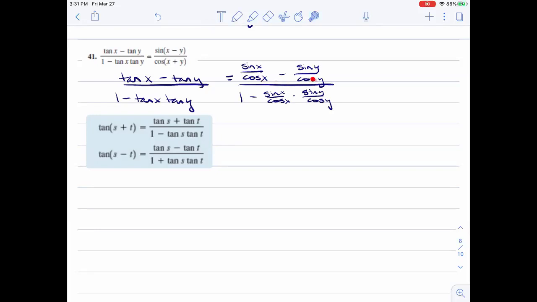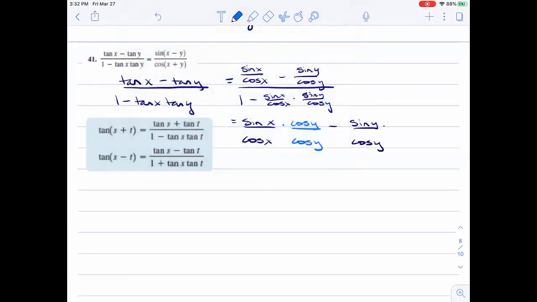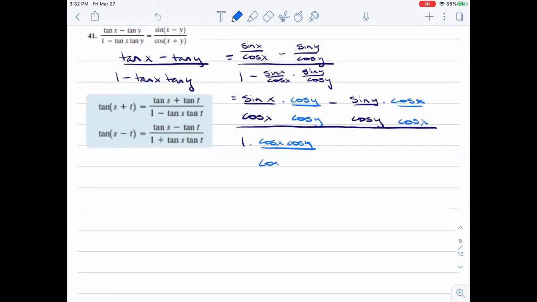Okay. Up here I don't have a common denominator, so let's fix that. I've got sine x over cos x times cos y over cos y minus sine y over cos y times cos x over cos x. And all over, I'm going to get the common denominator over here as well. So I've got 1 times cos x cos y, because that's the denominator of the other term, so over cos x cos y, minus sine x sine y over cos x cos y.